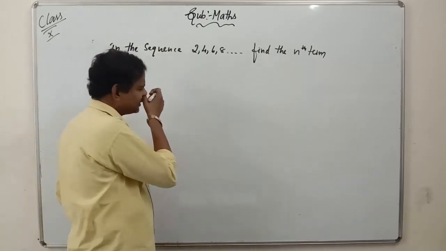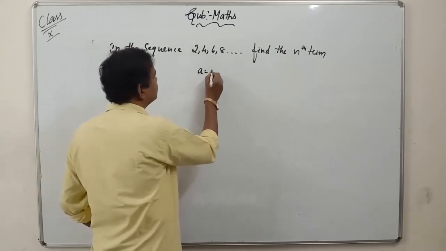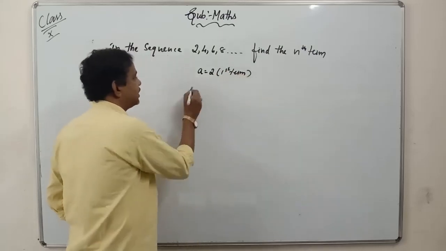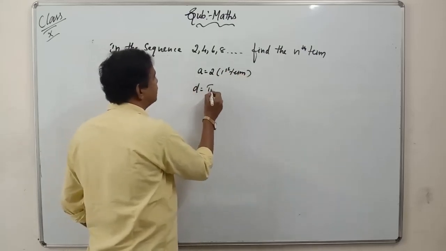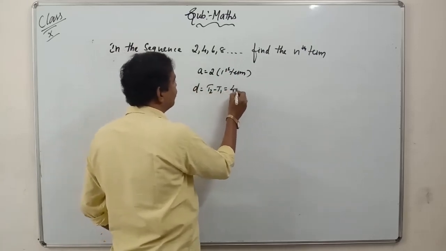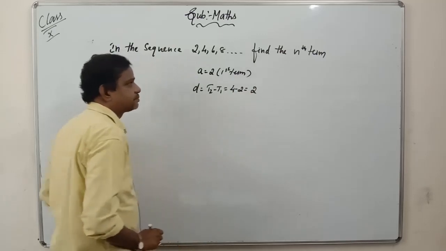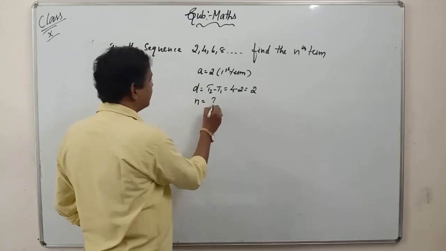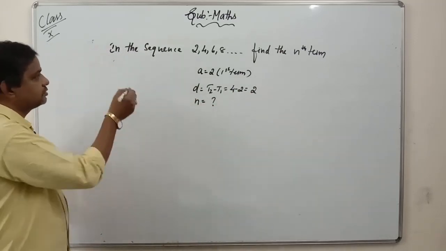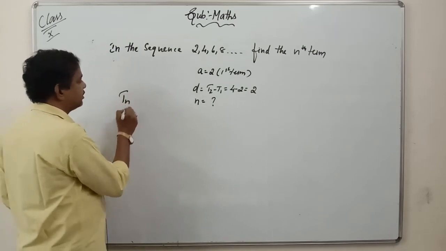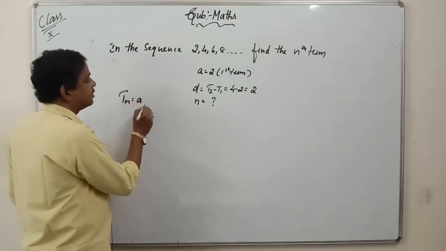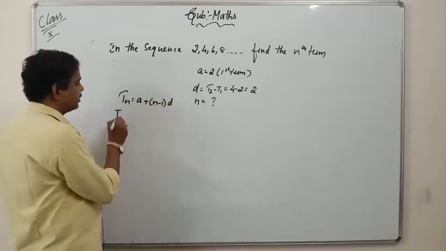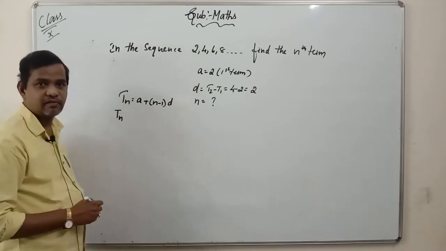So first, let us take what is A. A equals 2 because it is the first term, and we have D. D equals T2 minus T1, that is 4 minus 2 equals 2. And we have to find the nth term. So the nth value is not given. So the value of n is what we have to find here. So the formula is Tn equals A plus n minus 1 D. So Tn, we don't know the value of n, we are finding it here.